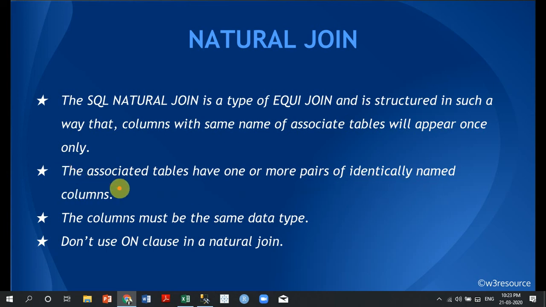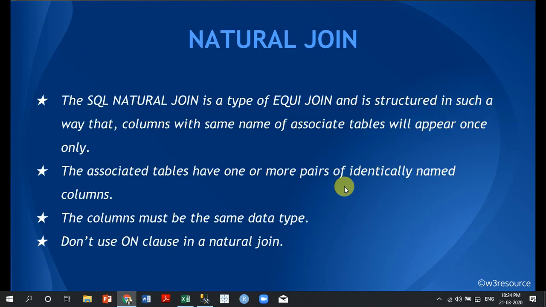The associated tables, table 1 and table 2, should have one or more pairs of identically named columns. That means at least one pair of identical columns should be there. You cannot perform a natural join between tables where no common records are found.